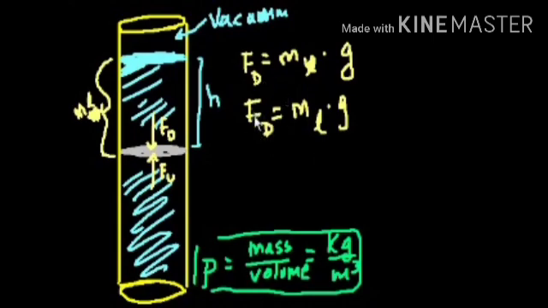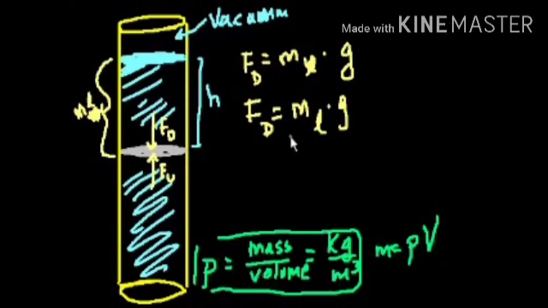So we said that the downward force is equal to the mass of the liquid times the gravitational force, right? And so what is the mass of the liquid? Well, we could use this formula right here. Density is equal to mass divided by volume, so we could also say that mass is equal to density times volume, right? I just multiply both sides of this equation by volume.